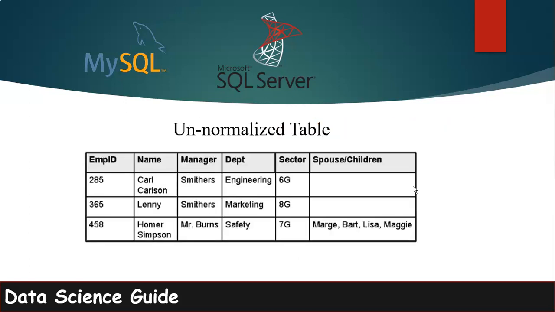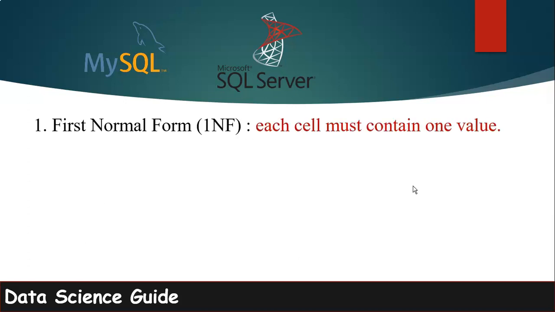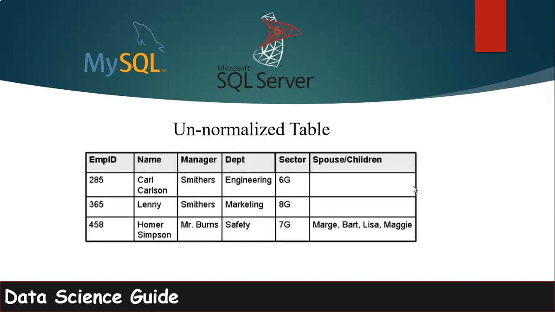And normalization comes in several levels. So first we achieve a first level, then the second level, then the third level, and so on. So first we start with the first normal form, or first NF. In this level, each cell must contain one value. So as you see here in this table, we have more than one value in some cells. The first level is just to have one value in each cell.